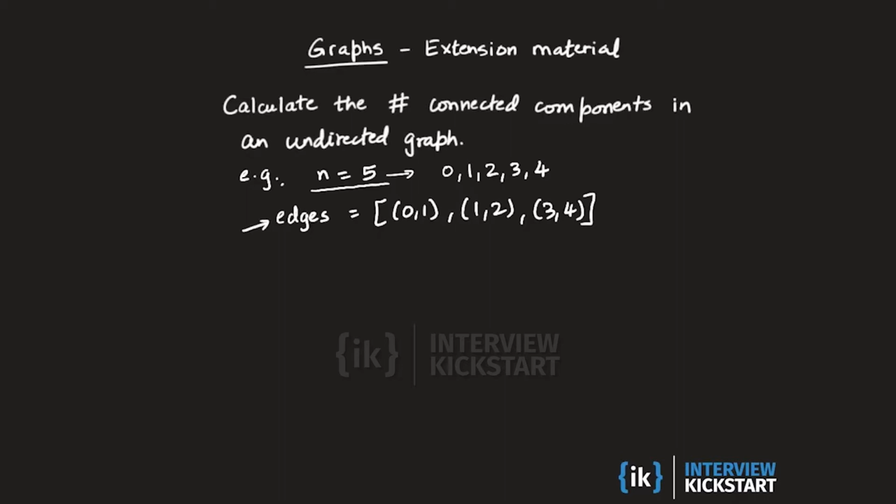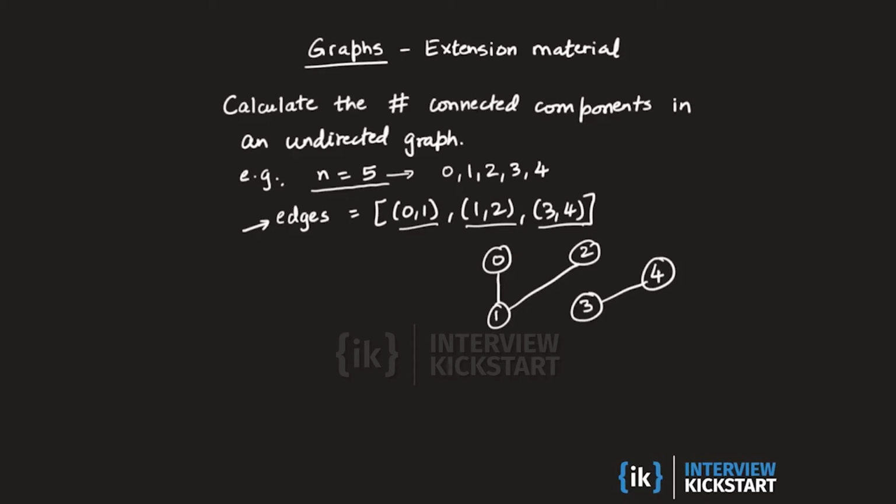So for example, in this graph, since there are 5 vertices, I could just draw them out like this, and this first edge between 0 and 1 gets shown as an undirected line like this. This edge from 1 to 2 gets shown like that. This edge from 3 to 4 gets shown like that. And so by visual inspection, you can see that this undirected graph has 2 connected components.